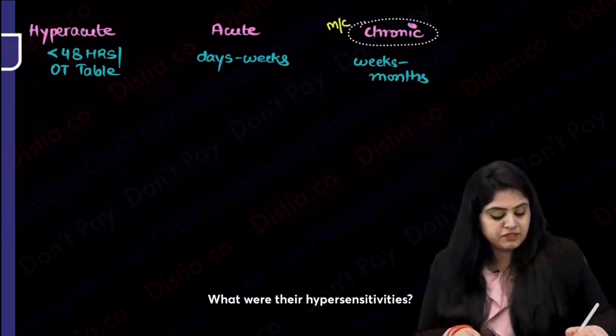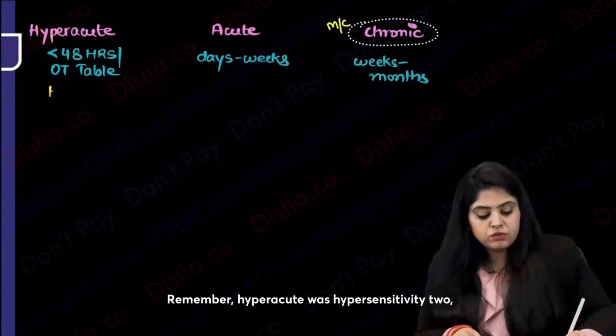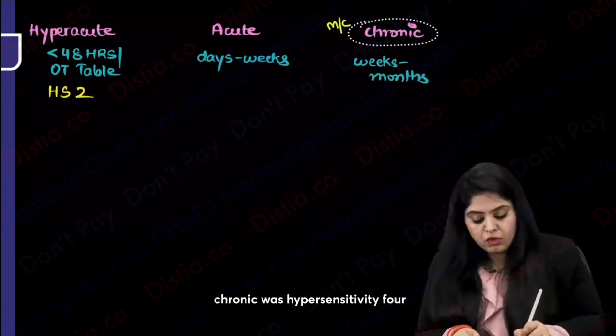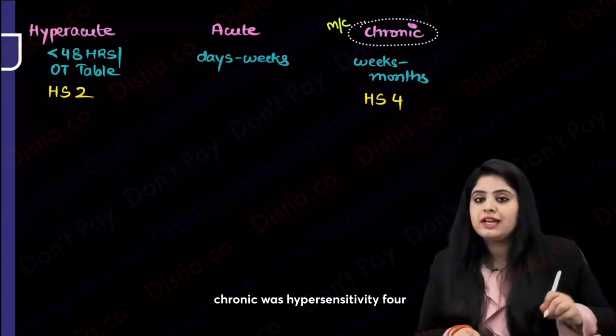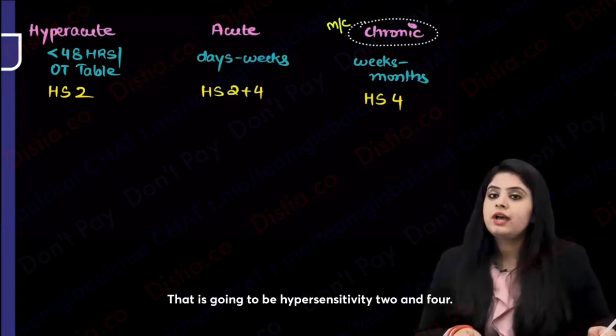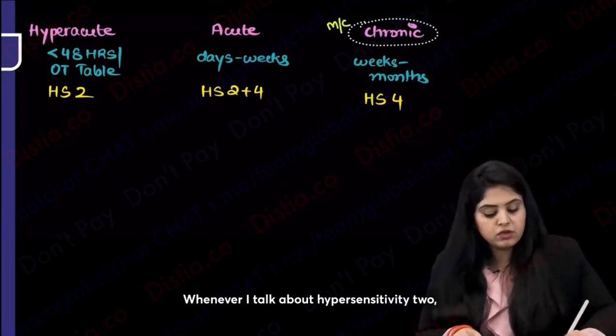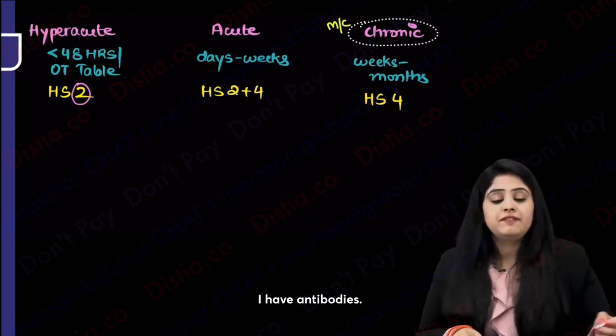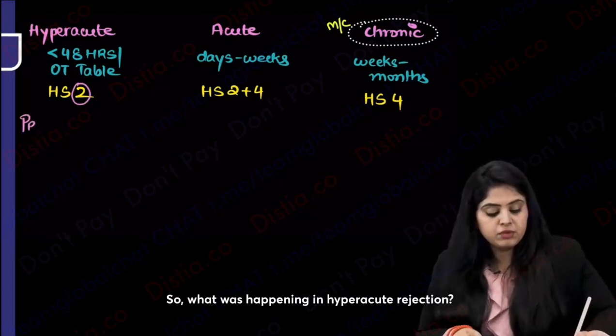What were the hypersensitivities? Remember, hyperacute was hypersensitivity 2. Chronic was hypersensitivity 4, and the one in the center is both. That is going to be hypersensitivity 2 and 4. Whenever I talk about hypersensitivity 2, I have antibodies. So what was happening in hyperacute rejection?